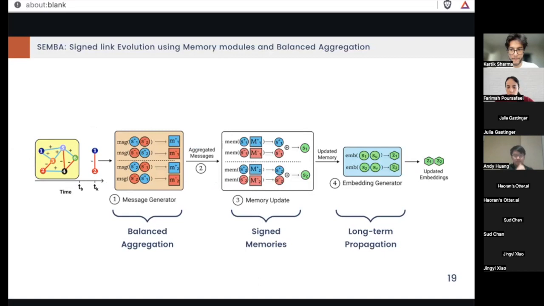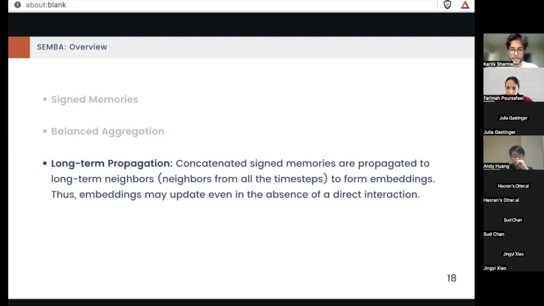Sorry, just one question. You mentioned that for the long-term propagation, you will concatenate all of the neighbors that have been seen so far. Do you have a threshold on that? Because different nodes can have different numbers of neighbors. Yes, but it's basically just a GNN layer, kind of. So it doesn't matter. We'll see how we actually implement it.